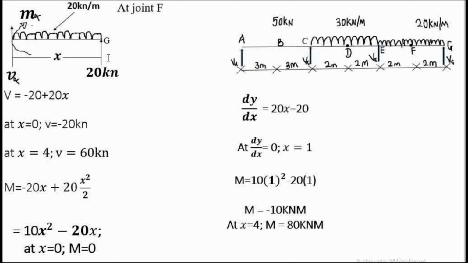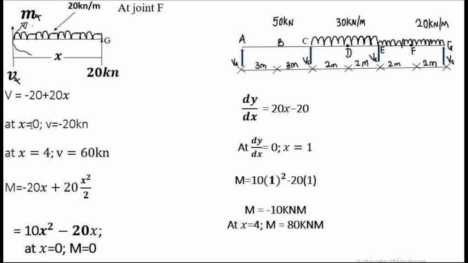So you know that this 20 kilonewton is going up, and this V alpha is going up as well. That is why we have V alpha plus 20 kilonewton. And another 20, when it crosses the sign of equality, it becomes negative. That is why it's showing minus 20. This UDL is moving in the opposite direction to these two other forces. That is why we have 20 and it's positive, multiplied by x. The x is the span at which the UDL is acting.